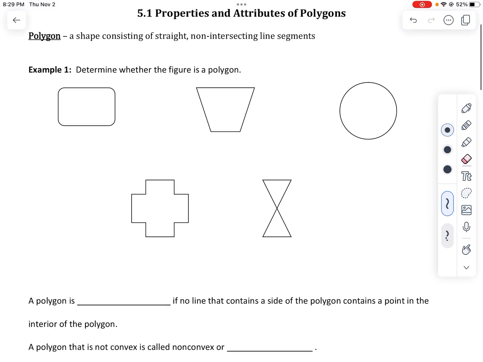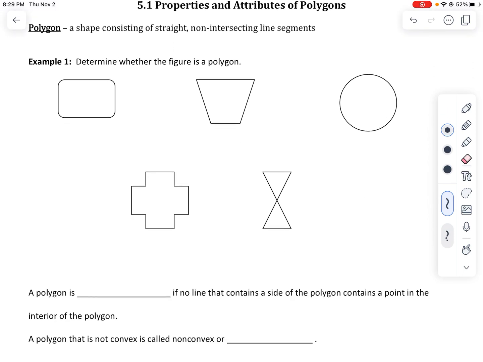So in example 1, we have 5 figures, and we're asked to determine whether or not the figure is a polygon. If we use that definition up above, we're looking for a shape that has only straight sides and none of the sides intersect each other. In the top row, the first one would not be considered a polygon because the corners are rounded. There's not all straight sides if we have anything rounded. So that one is not a polygon. In the middle, that would be considered a polygon because it's only made up of straight sides. They do not intersect themselves.